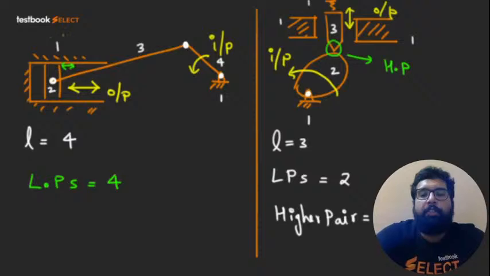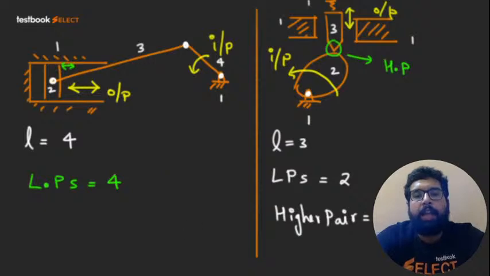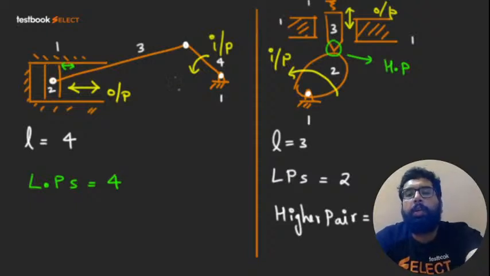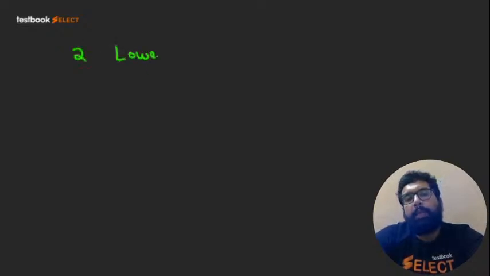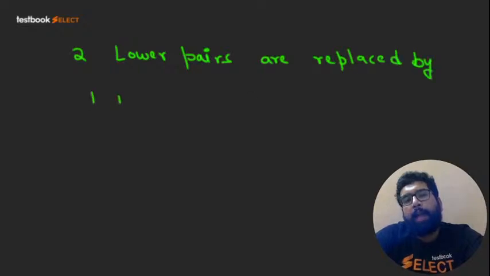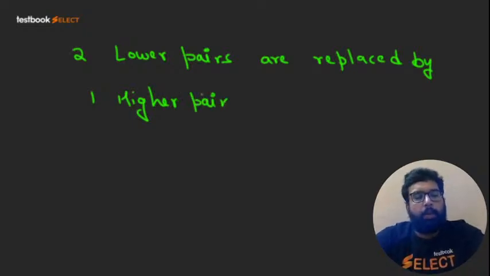Now can we say with much confidence, sir, that for kinematically changing rotation into reciprocation, that is, kinematically for the same input and the same output, 2 lower pairs are replaced by 1 higher pair? Please tell me yes or no. Is it okay to you guys or not?